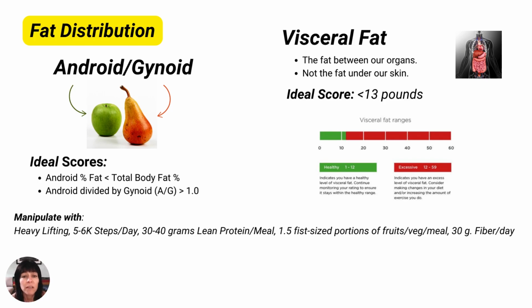The other score you can look at is your visceral fat. This is actually rated in pounds on my test. It doesn't turn into some kind of uninterpretable score. It's just how many pounds of visceral fat you have. Remember, visceral fat is the fat found between our organs, not the fat you can pinch under your skin. Two different kinds. Again, ways you can manipulate either of these are lifting heavy with consistency, getting your steps in, eating lean protein, at least 30 to 40 grams per meal, and getting a lot of fruits and veggies, letting that contribute toward a total of 30 grams of fiber per day.